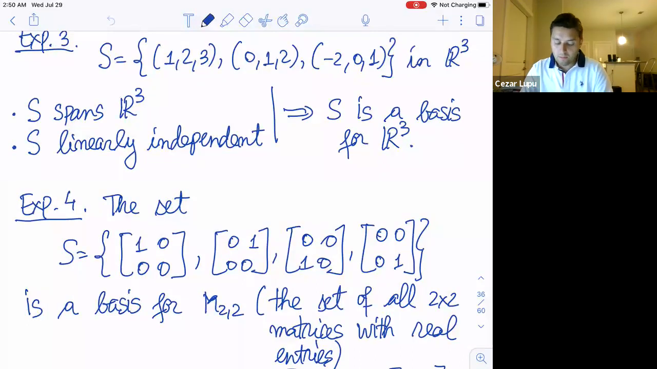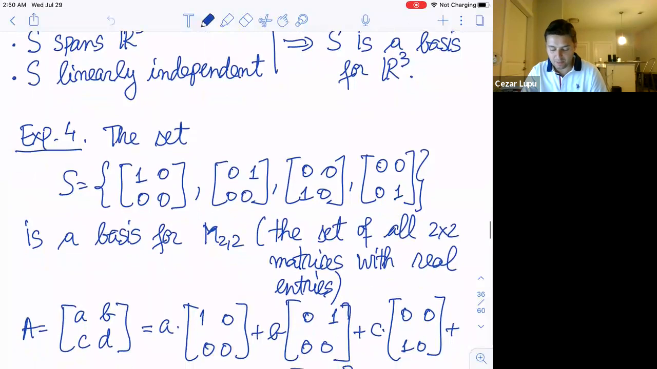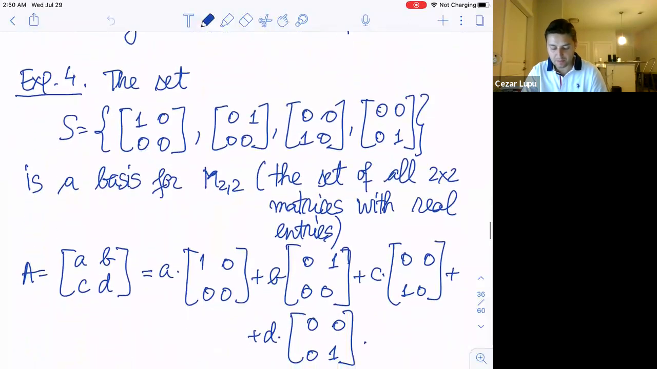Well, you can see immediately that this set spans the entire vector space, which is M22 in this case, since any 2 by 2 matrix, let's say a, b, c, d, can be expressed as a linear combination of these 4 matrices. But let's see it. We can clearly see it here if we write it like this.